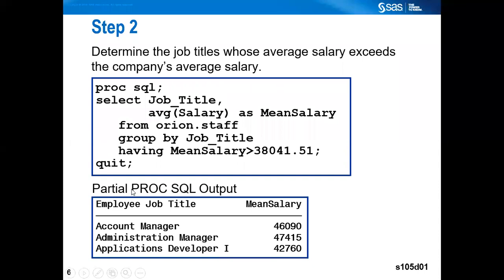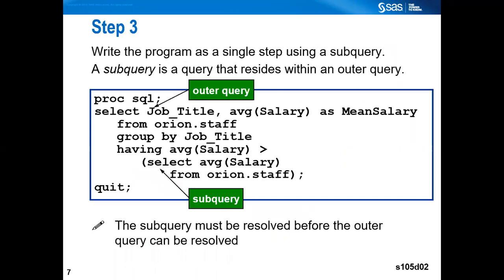So this is what we do with two steps, but it's not feasible every time to write two steps. So this is where we get introduced to the subquery. You can write a program as a single step using a subquery. A subquery is a query that resides within an outer query. So this is your outer query, and this becomes your inner query.